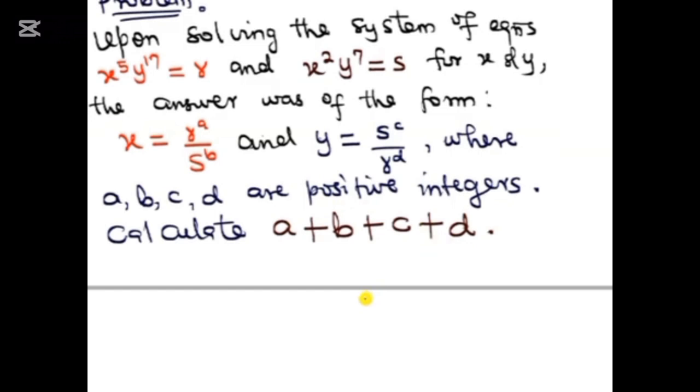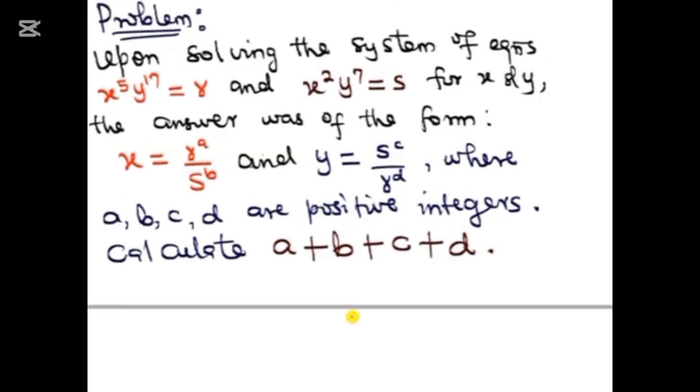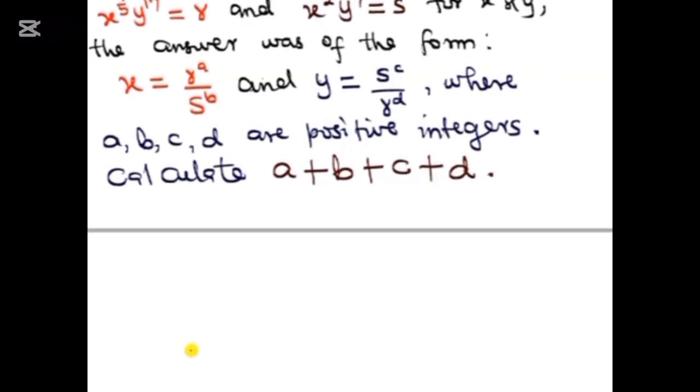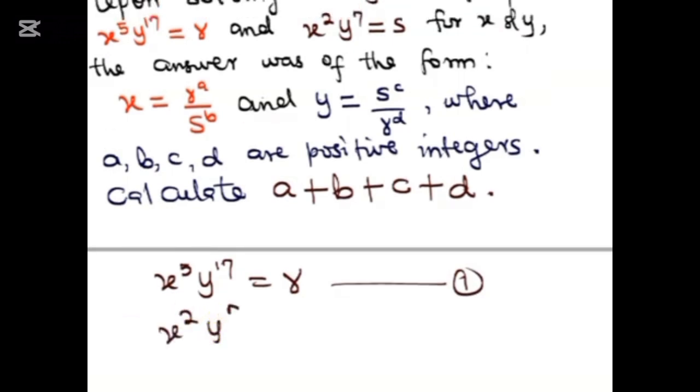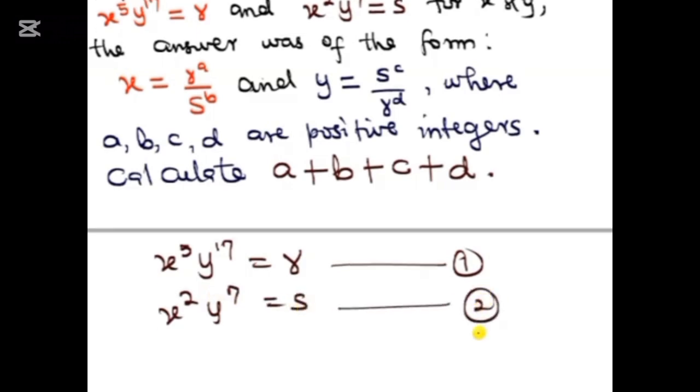So let's try to solve it. What are they expecting us to do here? First of all, we have two equations. The first one is x to the power of 5 multiplied by y to the power of 17 equal to r. We can call this equation 1. And the second one is x to the power of 2 multiplied by y to the power of 7 equal to s. And this is the second equation.